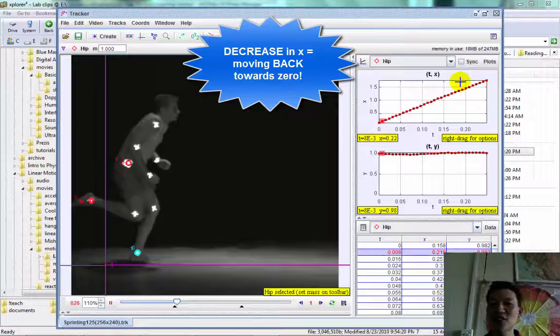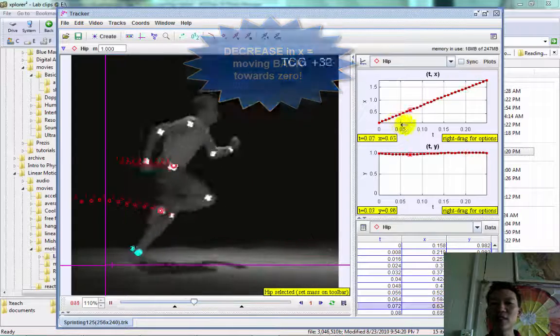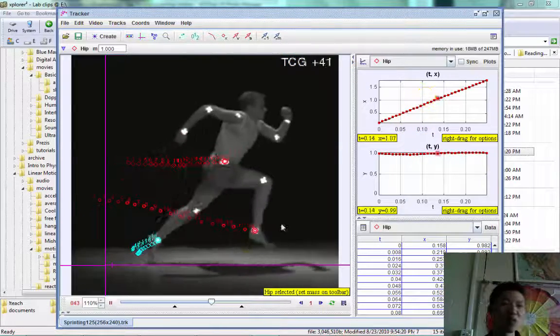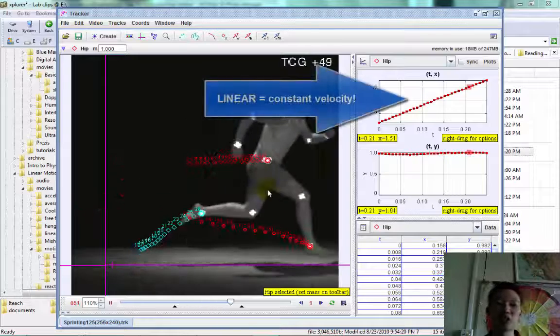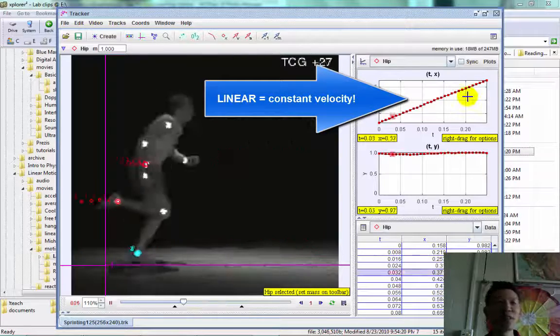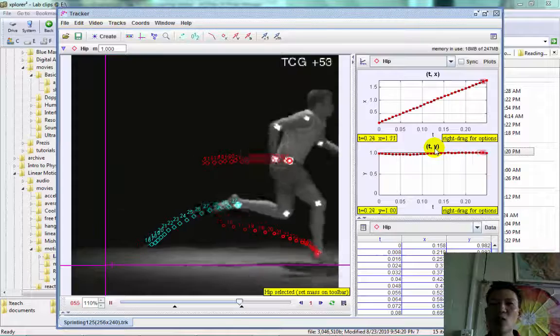Now, the other thing that I notice is because it's a straight line, that means in equal intervals of time, he's covering equal distances. He's running at a steady speed. So if you're sprinting, you want to get to your top speed. That's good to see. Now, how about in the Y direction?